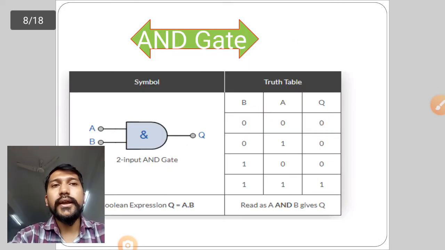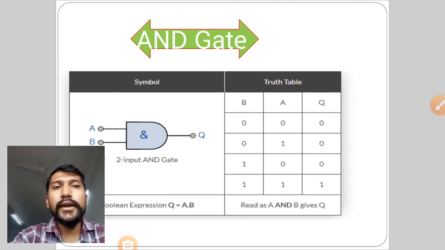So what is an AND gate? How is the symbol of an AND gate? This is your AND gate, a 2 input AND gate. Again, 2 raised to m is equal to n. So there are different types of combinations, 4 outputs. With 2 inputs, I will be having 4 different types of combinations.